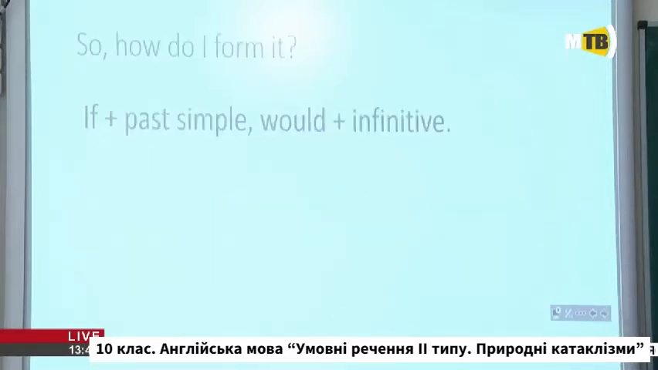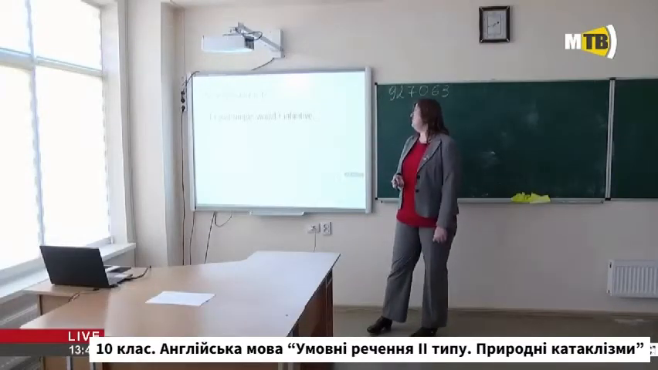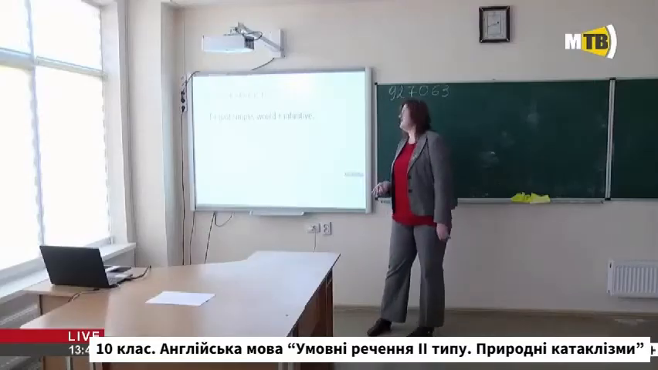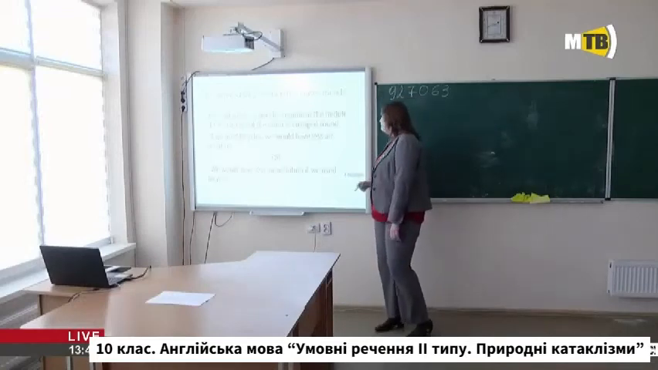So let's see how it's formed. To form a second conditional, you need if plus past simple, and then you use would plus infinitive. Make sure that you write everything down. One more time, it's if plus past simple and would plus infinitive. To make negatives, you can use the negative form of past simple, or you can just say wouldn't to make the clause negative. And of course, you can ask questions using the second conditional.